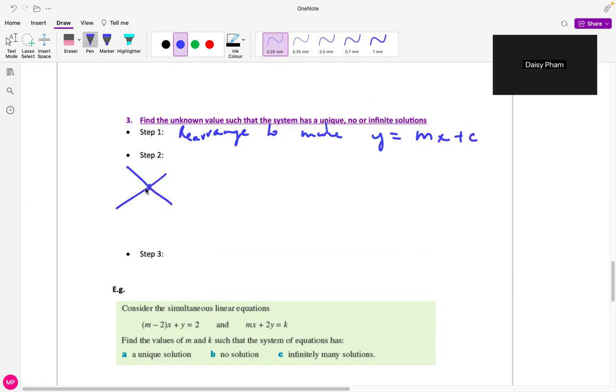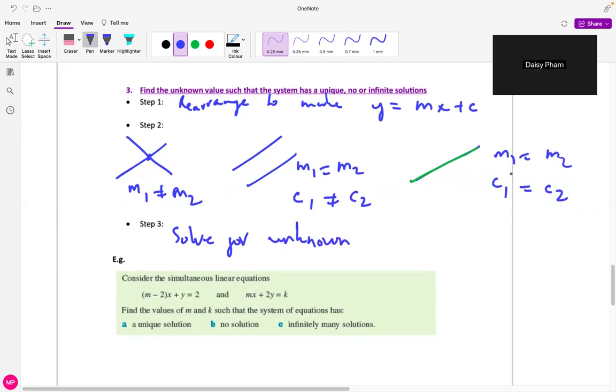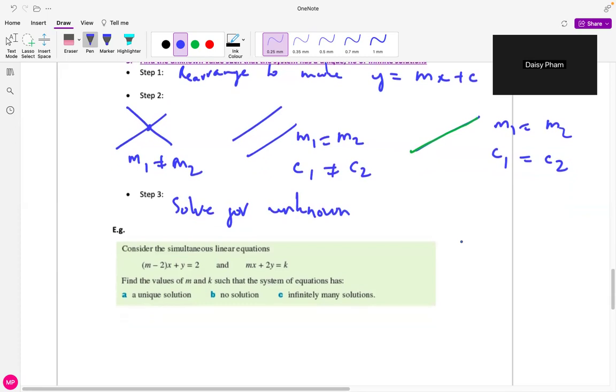And then depending on the information: if you have a unique solution, then m1 is not equal to m2. If you have parallel lines, m1 equals m2 and c1 is not equal to c2. And if you have one line on top of another, then m1 equals m2 and c1 equals c2 as well. Then your last step is to solve for the unknown based on what you have in step 2. All right, so we're going to put that in here.